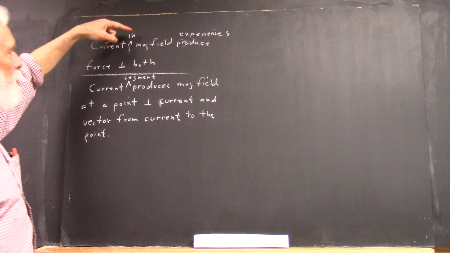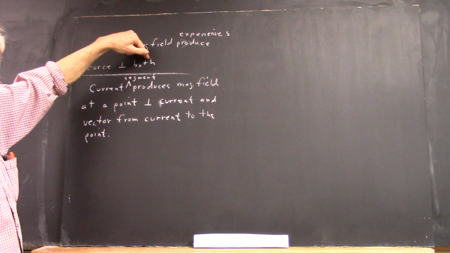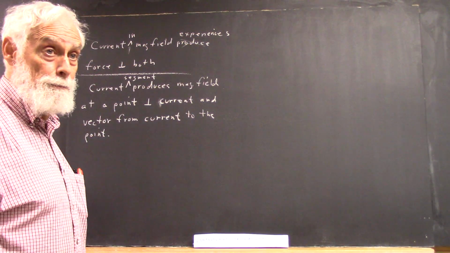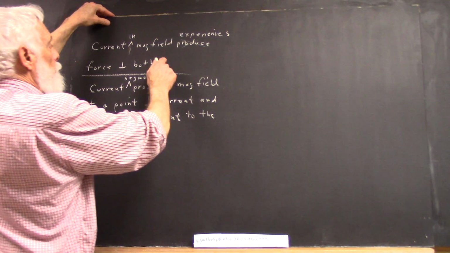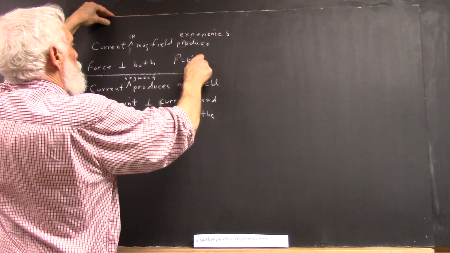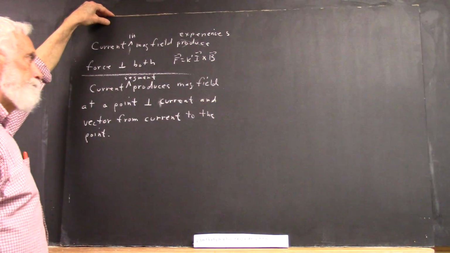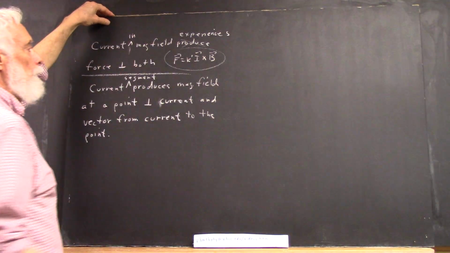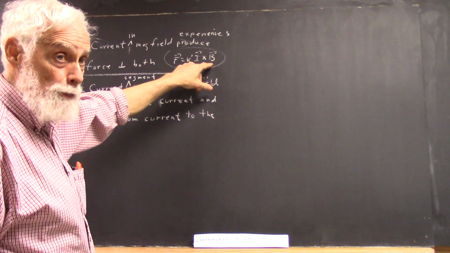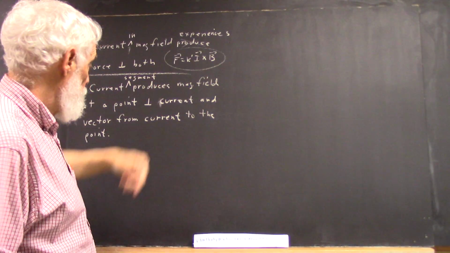A current in a magnetic field experiences a force perpendicular to both. That means both the direction of the current and the direction of the magnetic field. Okay, and we actually wrote that down. This is what the law looks like. It's a cross product of the current and the magnetic field, these being vectors. Current in one direction, magnetic field in some direction.